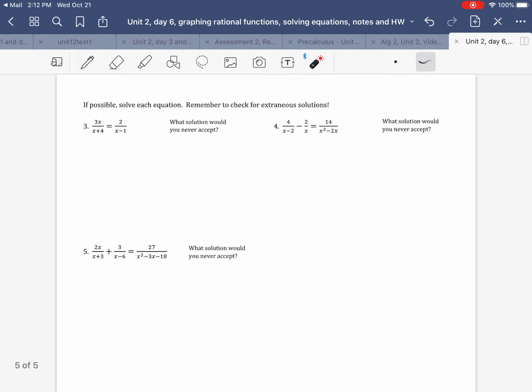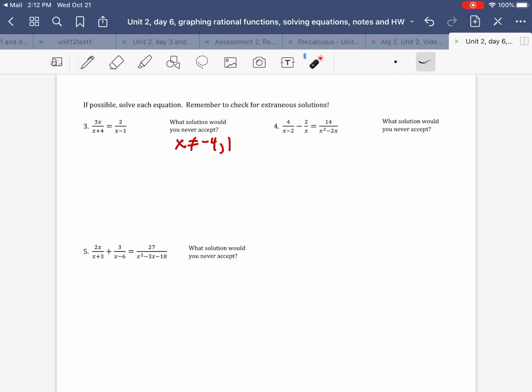All right, so going on to the last part here, solving equations. So number 3, first of all, you have to decide what numbers you will never accept. So x can never be -4 and 1 in this problem, because -4 would cause this to fail, 1 would cause that to fail. So this is like my domain as well. I will never accept -4 and 1. X can never be those numbers.